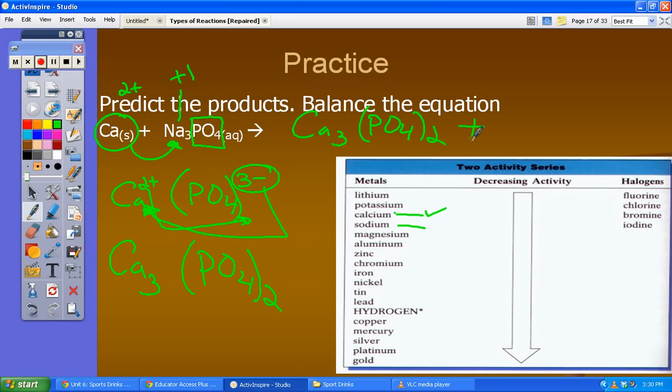The other product that we're going to get is this sodium needs to go somewhere. So that's going to be over here by itself. Now I'm going to erase this a little bit here. And what I'm going to do is we need to balance this now.